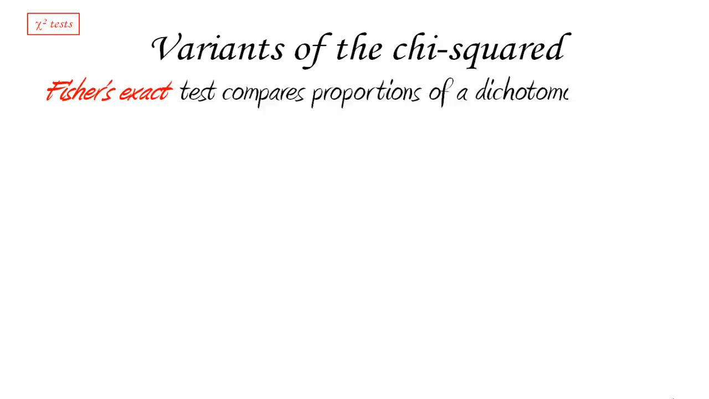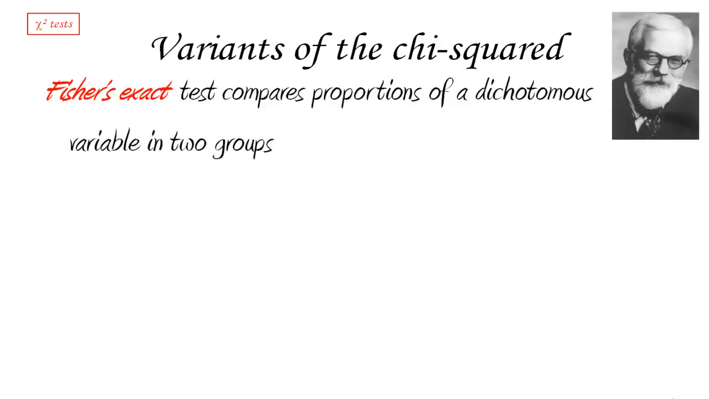This is called the Fisher's exact test. This is a test that compares proportions of a dichotomous variable in two groups. Before we parse what that means, let me tell you that the fellow in the picture is Sir Ronald A. Fisher, and he is the fellow who pretty much invented or developed all the basis for hypothesis testing, and he also developed this particular test.